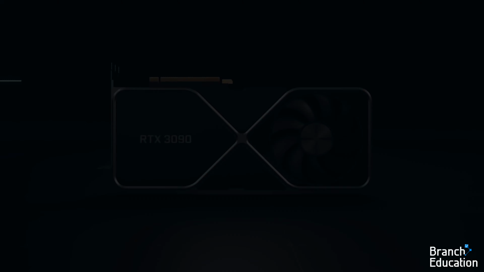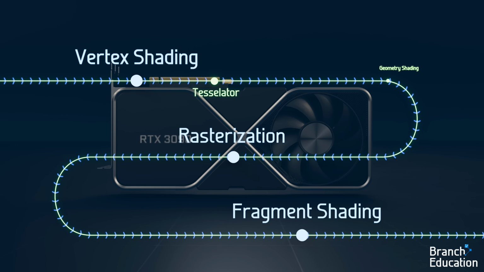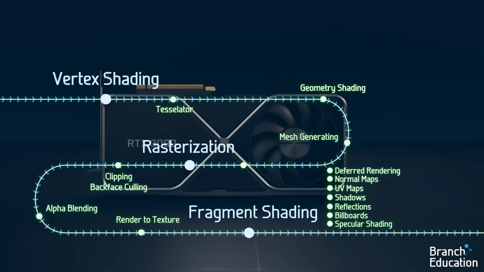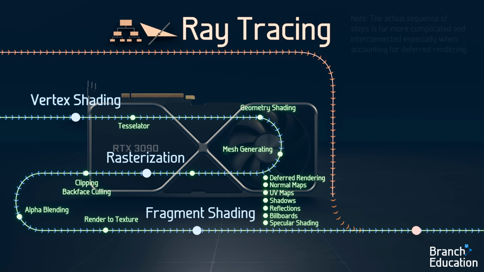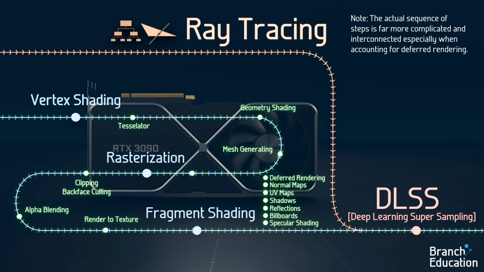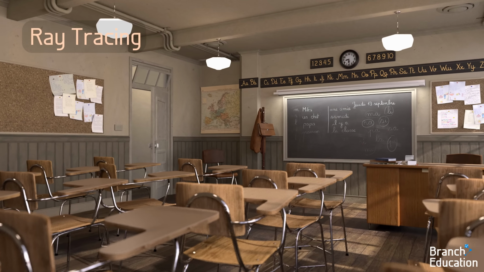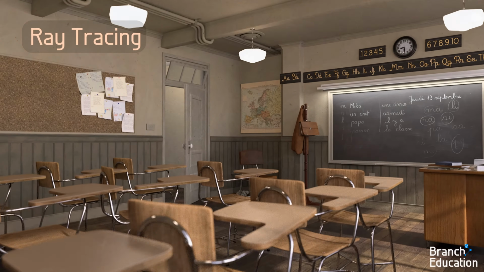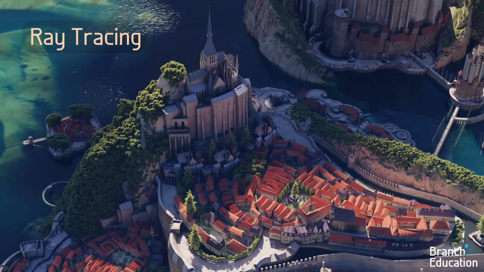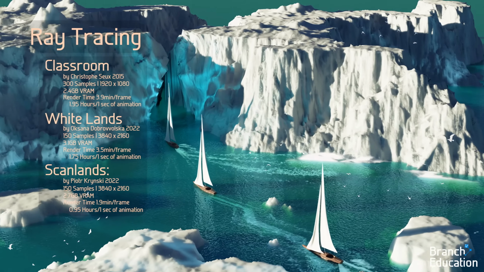Thus far, we've covered the core steps for the graphics rendering pipeline. However, there are many more steps and advanced topics. For example, you might be wondering where ray tracing and DLSS, or deep learning supersampling, fits into this pipeline. Ray tracing is predominantly used to create highly detailed scenes with accurate lighting and reflections typically found in TV and movies, and a single frame can take dozens of minutes or more to render.